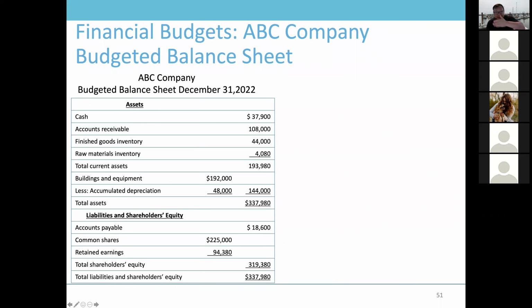Okay, so in this big comprehensive case, this is what we got for the budgeted balance sheet. The cash balance is 37,900. Do you remember this number? We just did a cash budget. The opening is 38,000, and we figured out that the ending is 37,900, so this number is pulled from your cash budget. Accounts receivable, we know this number, 108,000. So how did you get this number? Let's take a look.